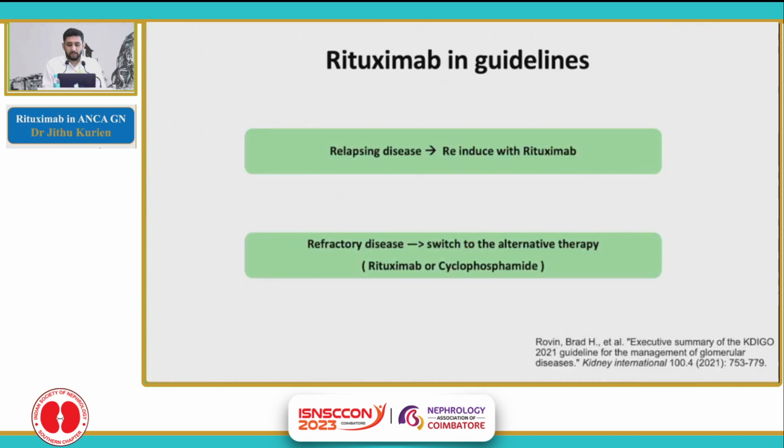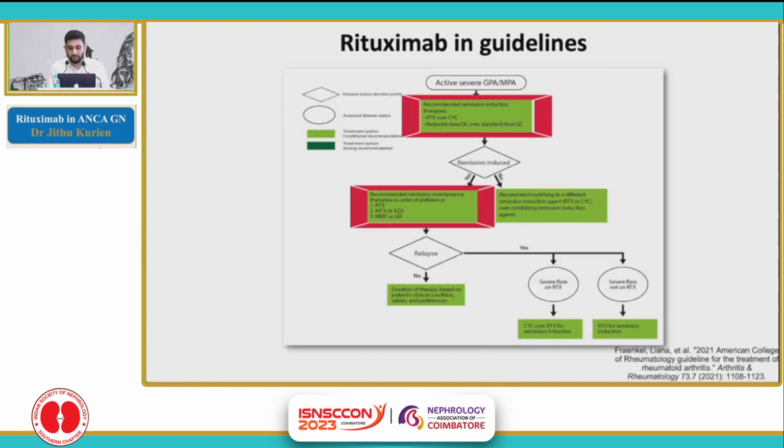In relapsing disease, it is recommended to reinduce with rituximab. In refractory disease, switch to alternate therapy. So if you have given rituximab, give cyclophosphamide for the second, and if you have given cyclophosphamide, give rituximab. But the ACR guidelines actually prioritize what to give first. This is the ACR 2021 guidelines, which say that in case of an ANCA vasculitis, the first choice is rituximab over cyclophosphamide. And once remission is attained, again they prioritize. They say that rituximab should be chosen above azathioprine.